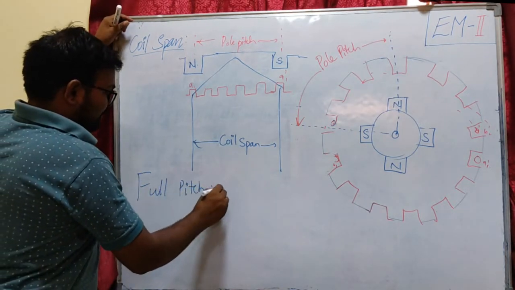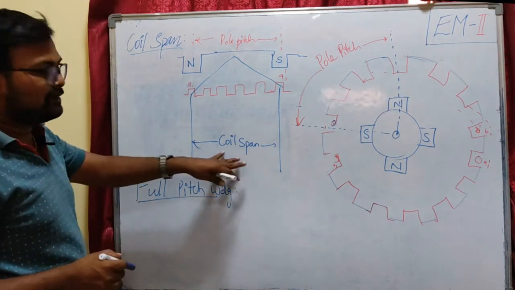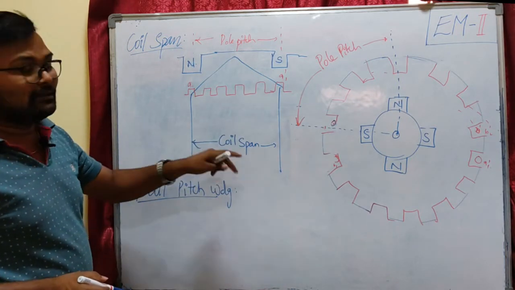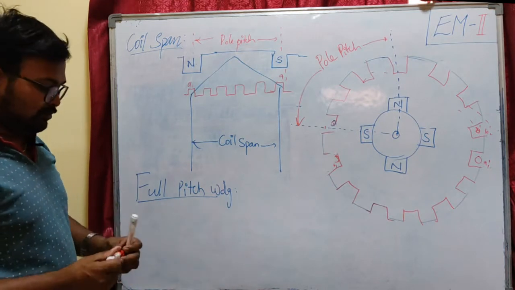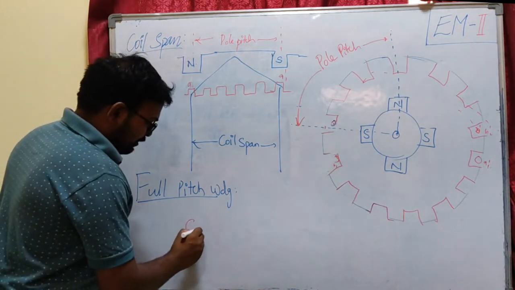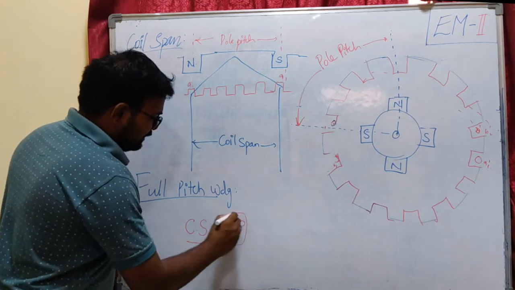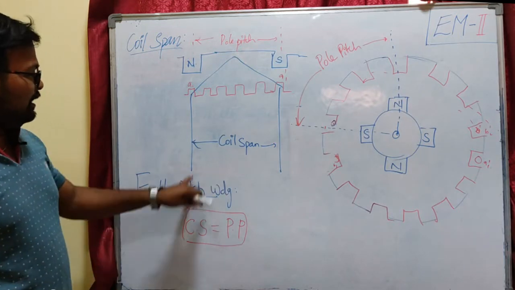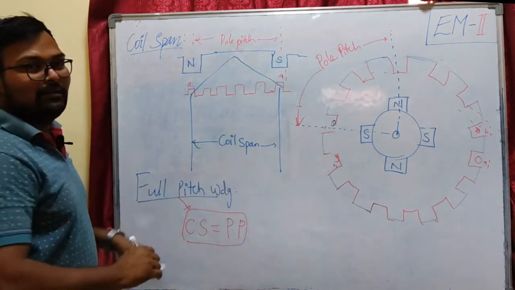What is full pitch winding? If our coil span, that means the two conductor sides are placed at a distance which is equal to pole pitch, that winding is called full pitch winding. That is, if coil span equals pole pitch, this winding is called full pitch winding. That means full pitch is being used here.